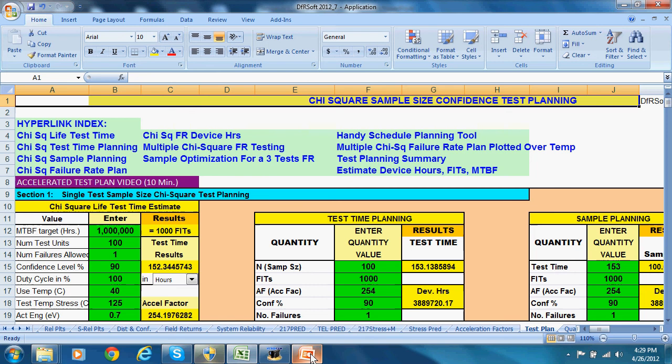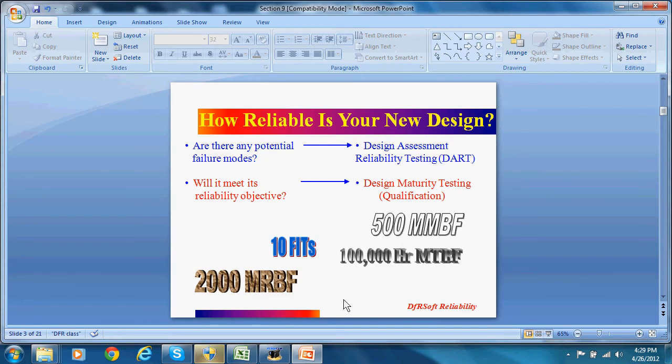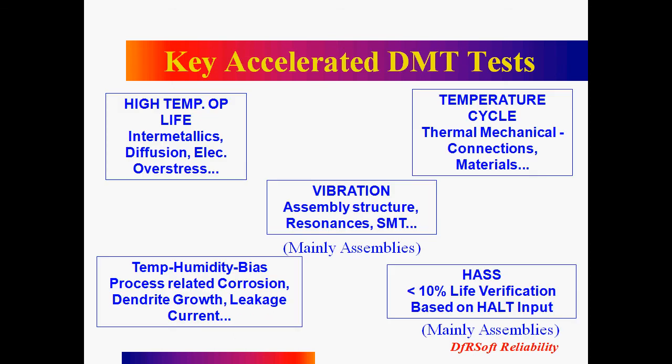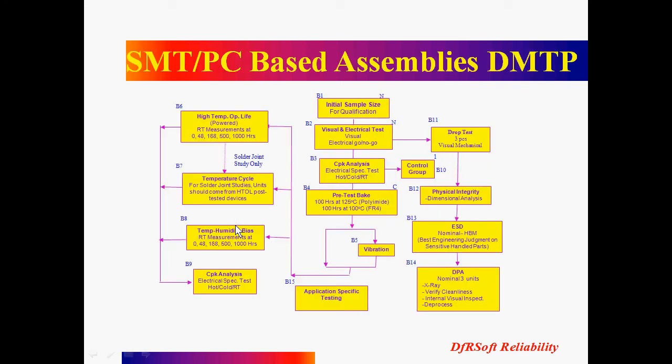The first thing we'll do is look at some slides. Basically, we're going to ask how reliable our new design is. Will it meet our reliability objective? We may have a number of different kinds of tests that we want to do, and it may be a sophisticated test. You can look at sophisticated tests in qual planning.